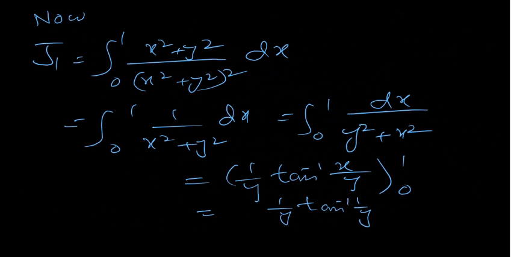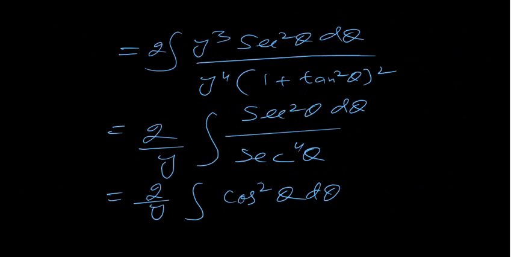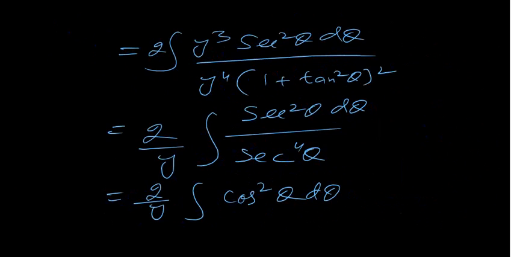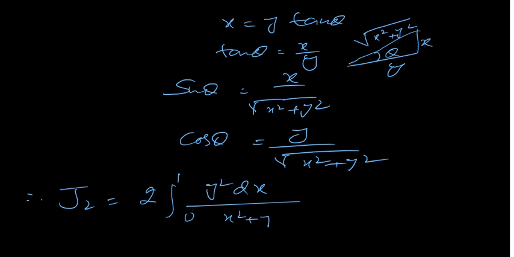this page again. So here you can see this J2. Let me say again, J2 is equal to twice the integral 0 to 1 of y square dx divided by (x square plus y square) whole square. This is J2. Okay, let me go to the next page. J2 is equal to twice integral 0 to 1 y square dx divided by (x square plus y square) whole square, and then finally you can see what's the value of the integral here.